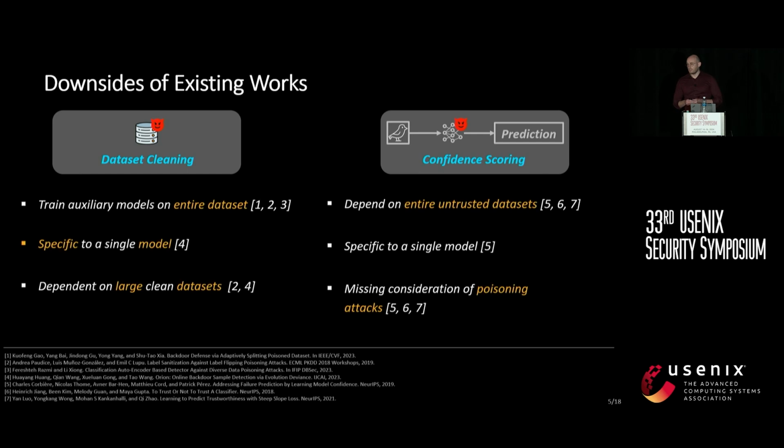So the existing works from both domains have several downsides. For example, they rely on big datasets, either the complete dataset or also big clean datasets. They can also be specific to one model architecture or one trained model instance, or some confidence scoring works also don't consider poisoning attacks at all. But more importantly, we have the same underlying problem, but there's no unique solution to those two use cases. And this is what we tackle with LabelTrust.